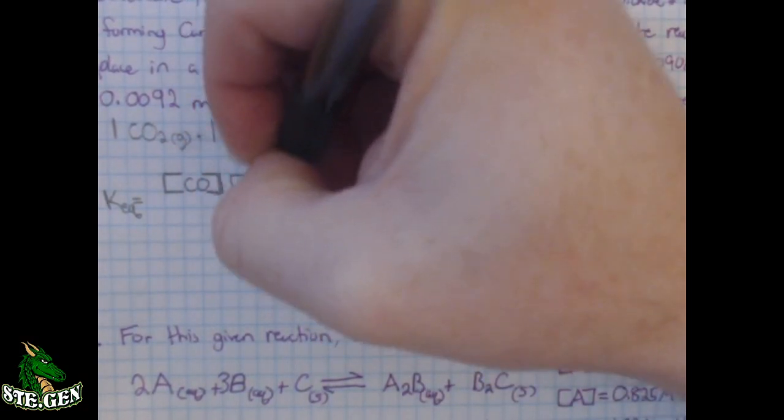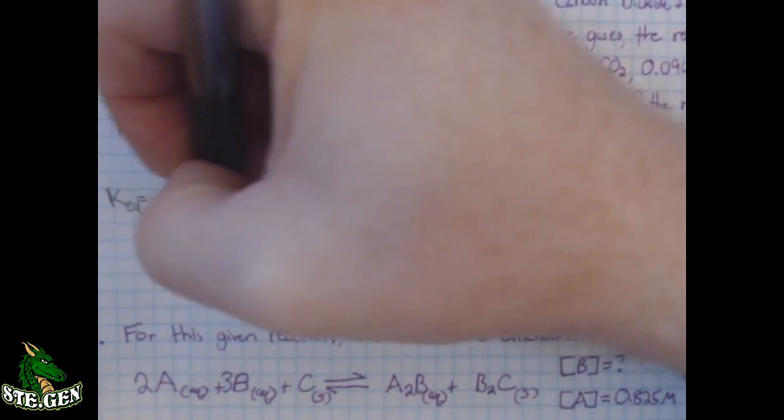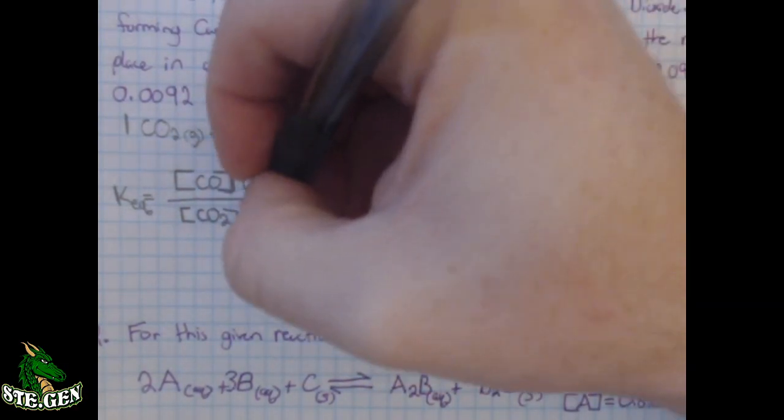And then we'll have H2O. That's our gas over here. And then all of that will be divided by our concentration of CO2 times our concentration of H2.